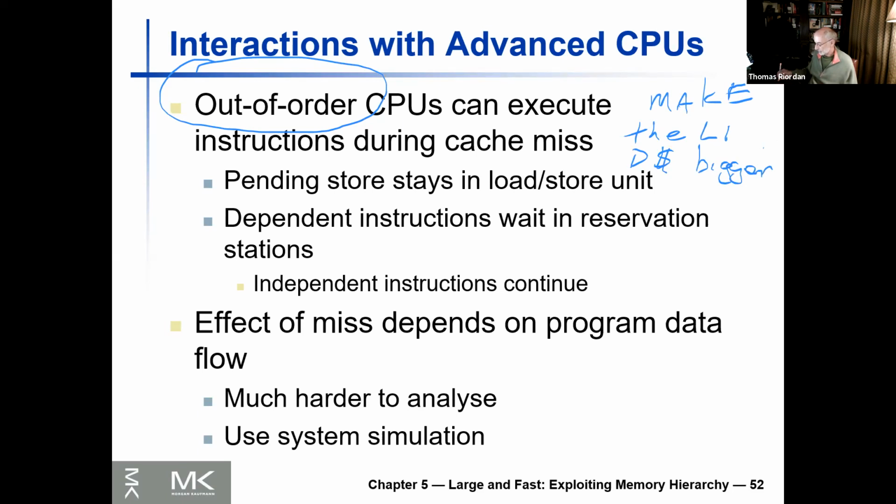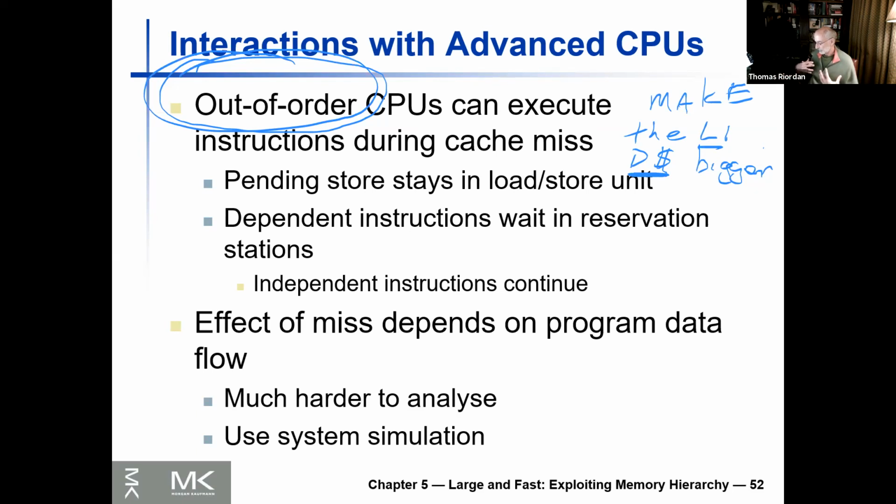And so this is the mentality of people that design out of order processors. They make the L1 D cache bigger and they don't try to access it in one cycle, as he said you need to do on the previous slide, because you can find other things to do while you're waiting to do that access.